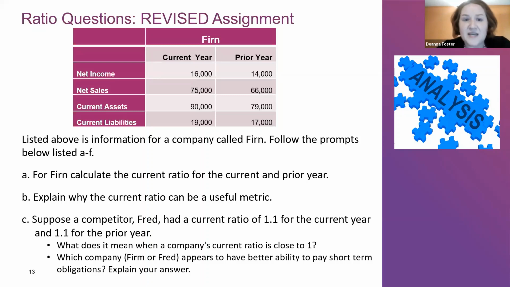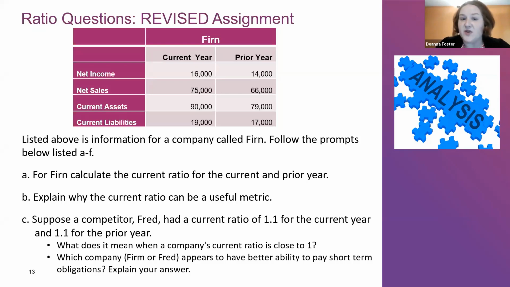For part B, actually I misspoke. A is to make the calculation, so just the basic calculation again, and then B is to explain why current ratio can be a useful metric. So why is it relevant in industry perhaps? And then for part C, I'm asking students who has a better ability to pay short-term debt.